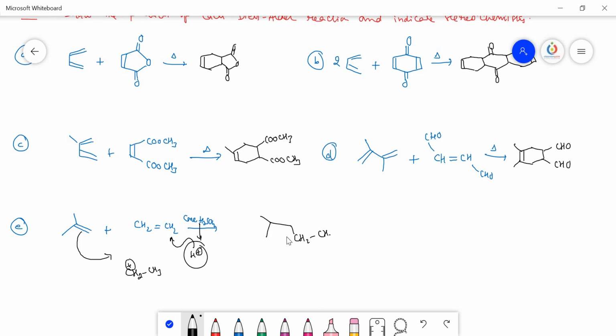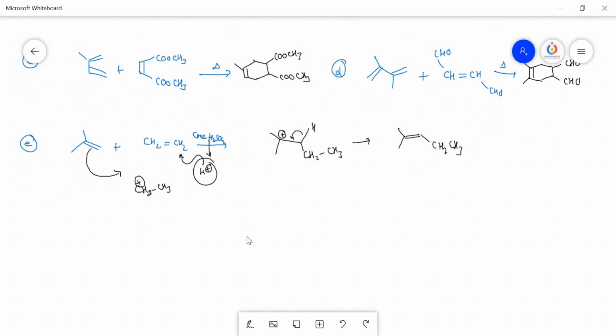CH2CH3, okay, and here hydrogen 1 2 3 4, okay, no hydrogen. Here positive charge will be there, a tertiary carbocation. So hydrogen from here shifts this side and gives a molecule with a double bond and CH2CH3. This is one possibility.